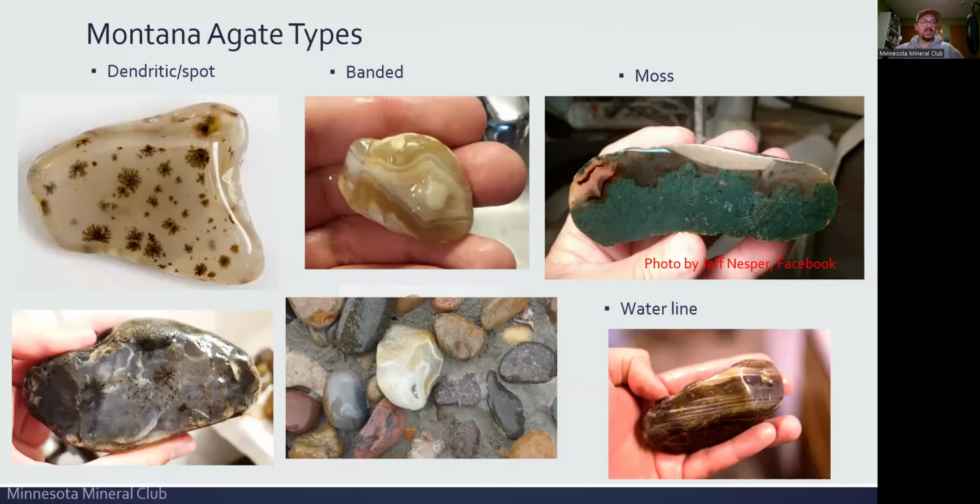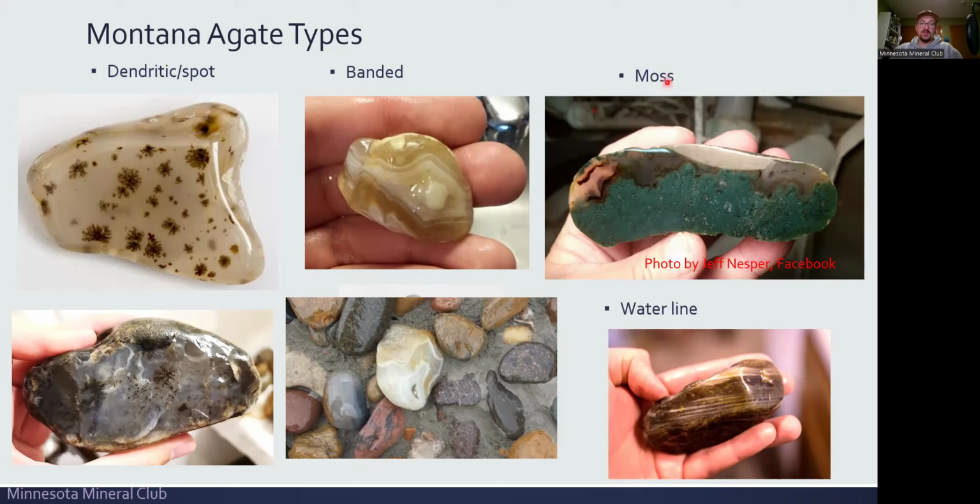So looking at some of the different Montana agate types that you can find, most people, as I've mentioned, have known about the dendritic or spot agates, where you get some really cool designs. Black is manganese, and your reds or browns are your iron oxides. You can find your typical banded Montana agates, and a lot of these are more your yellow or whitish colors.